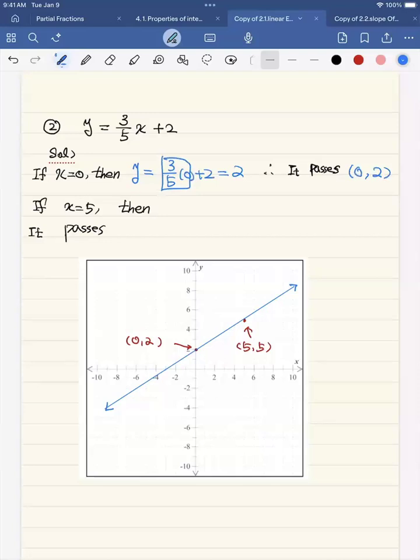If x equals 5, then y equals 3 over 5 times 5 plus 2. So these two will cancel each other, and that's 3 plus 2 equals 5. So it passes 5 and 5. So it passes 0 and 2 here, and also it passes 5 and 5, which is here. And after I marked it, I joined with a straight line.